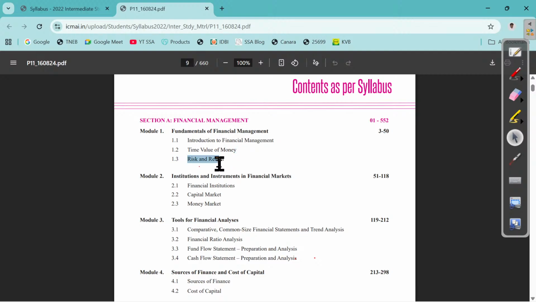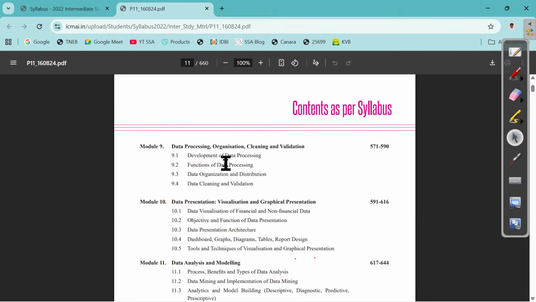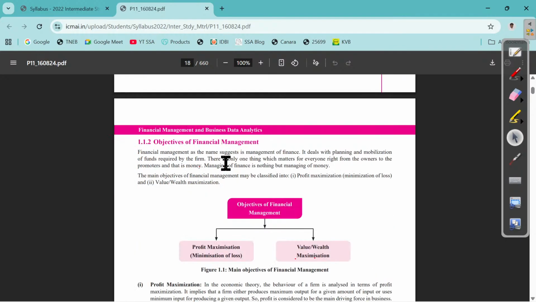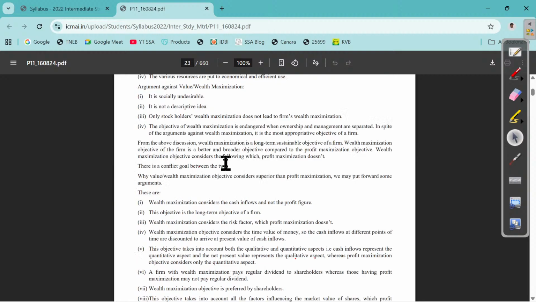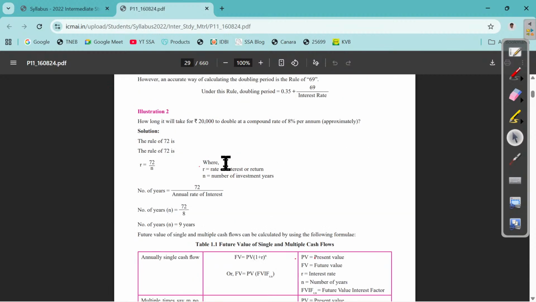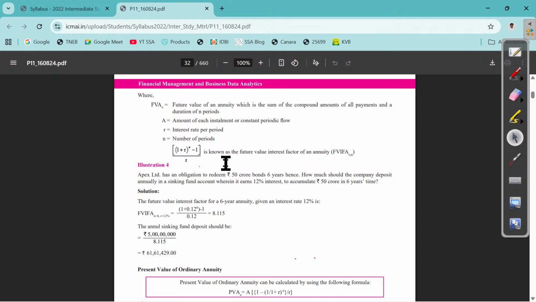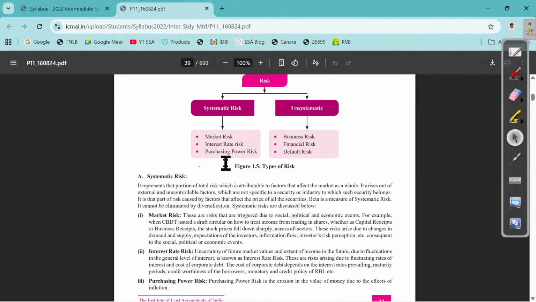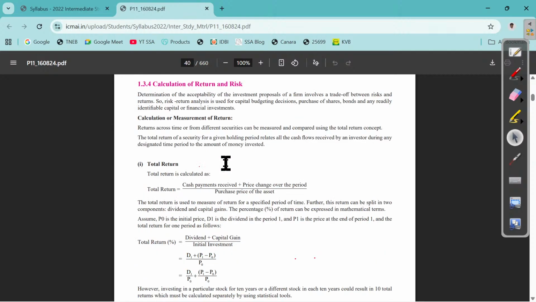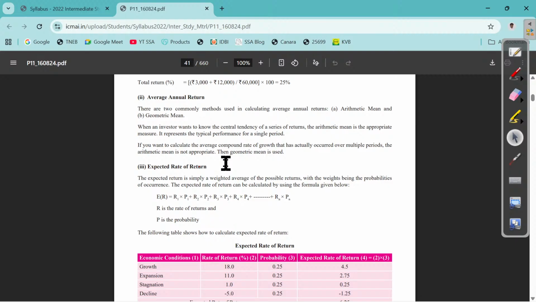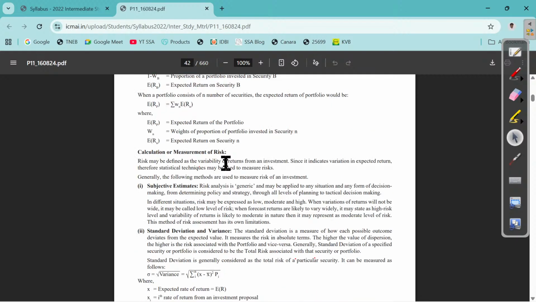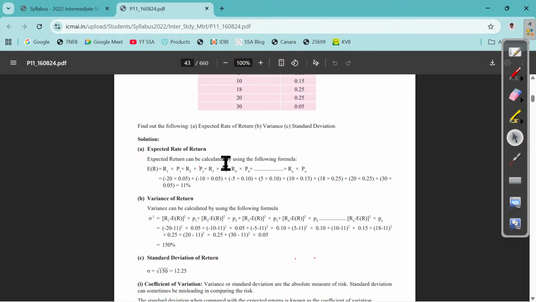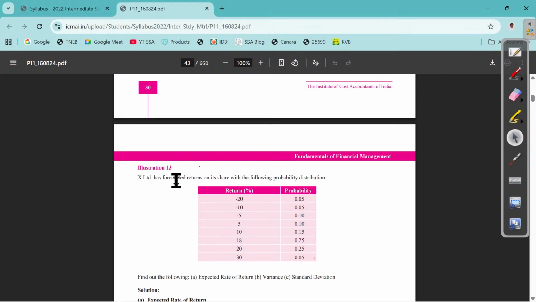Time value of money we already completed. Risk and return. In this chapter, they have guided you to understand the risk and return and how to behave for that. So all the returns and risk are given here. Total return and all these things are given. Average annual return, expected return of the portfolio, and this formula. If you only study this, definitely you will not be able to understand it. The expected return, variance, and standard deviation if the probability is given.